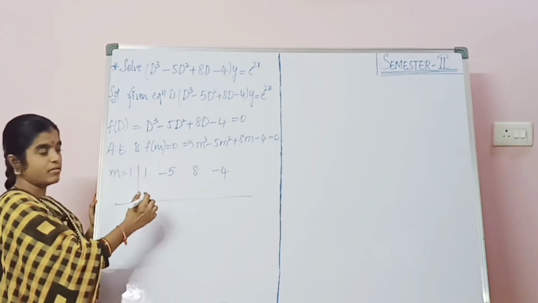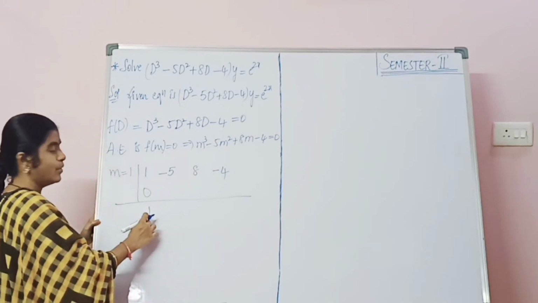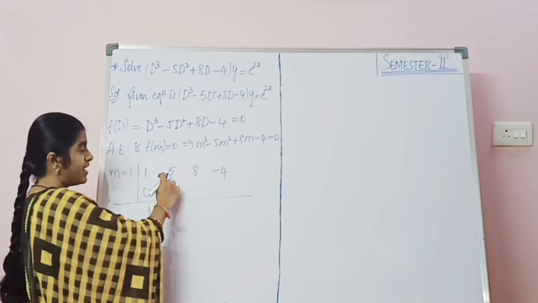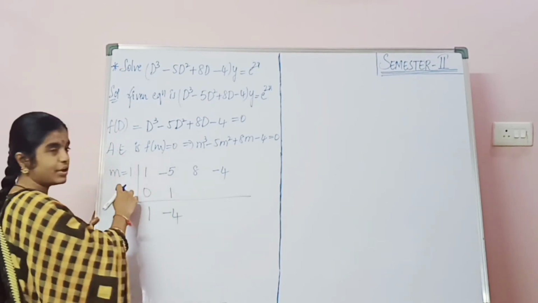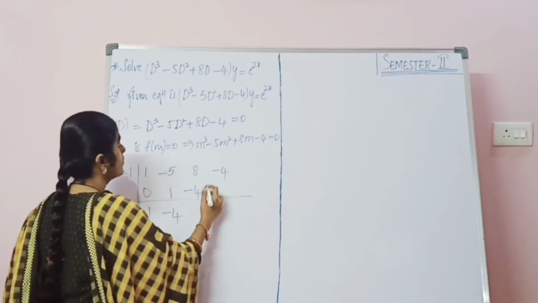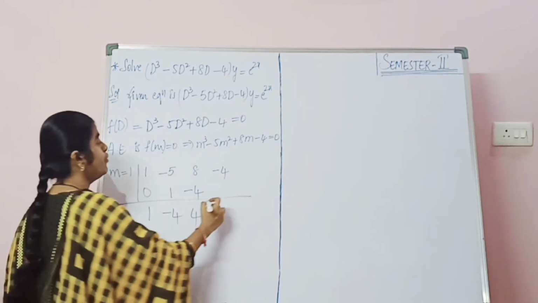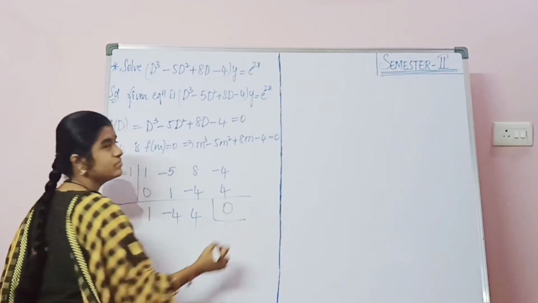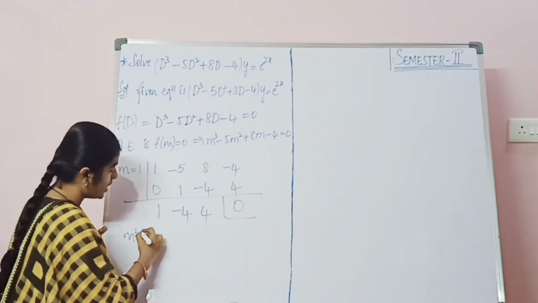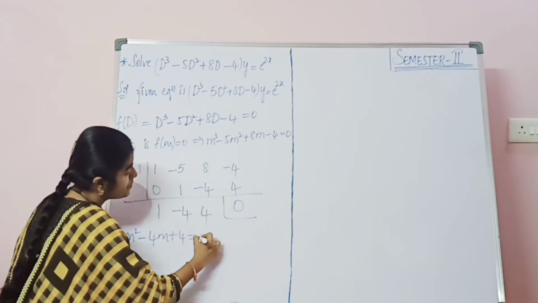m equals 1. So now here 0, 1 plus 0, 1. 1 ones are 1. Minus 5 plus 1, minus 4. Minus 4 into 1, how much? Minus 4. Plus 8 minus 4, how much? 4. 4 ones are 4. So minus 4 plus 4 will be 0. What we got here is the equation m square minus 4m plus 4 equals 0.